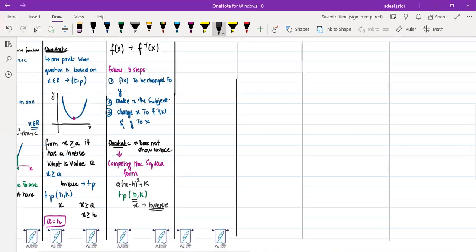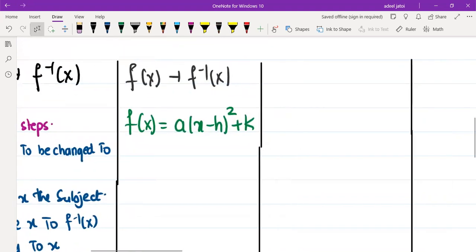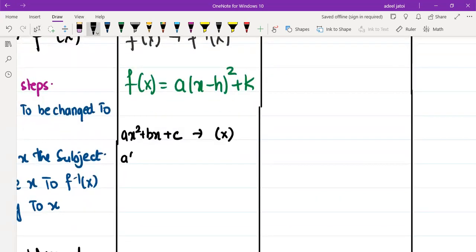So that means whenever you need to change your f(x) to f inverse, you will have to change f(x) to the a(x minus h) whole square plus k form. That means your equation will not be used as the quadratic ax square plus bx plus c. What will be used? Your a(x minus h) whole square plus k. This will be used only because this gives me the turning point.